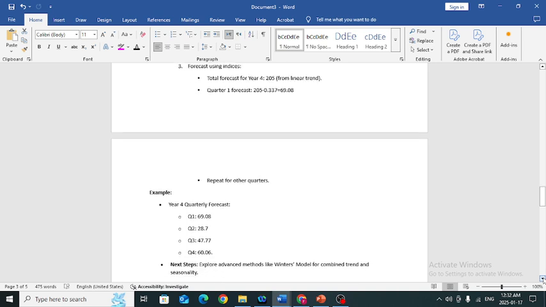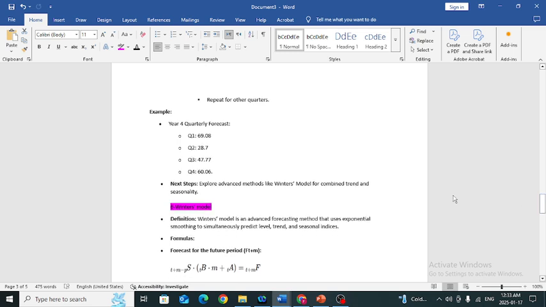Repeat for other quarters. According to what I explained for you, you should repeat for the other quarters. So the year four quarterly forecast is quarter one, quarter two, quarter three, and quarter four. We can arrive at this by putting the data in this formula. So the next step is to explore advanced methods like Winter's model for combined trend and seasonality.